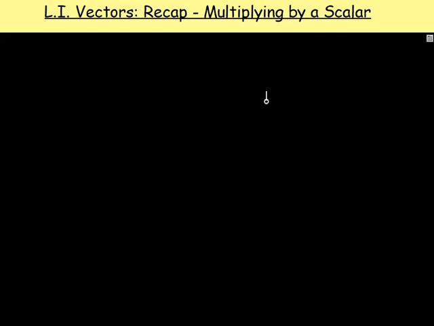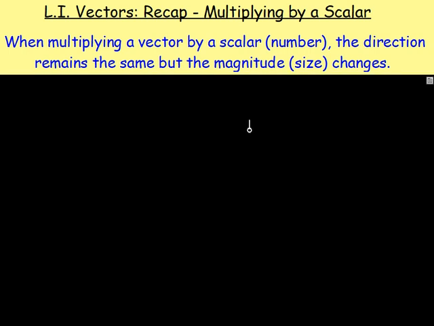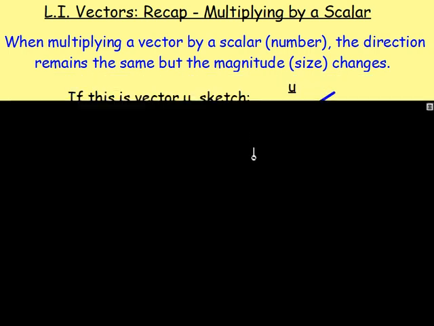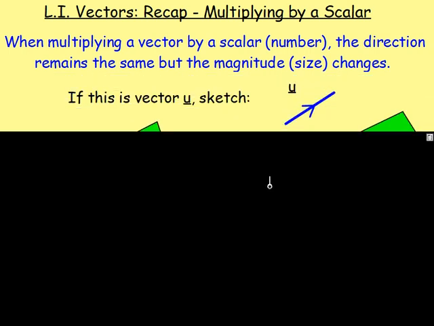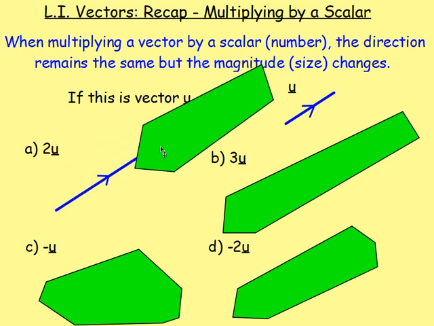Moving on, we then looked at multiplying a vector by a scalar. When multiplying a vector by a scalar, remember a scalar is just going to be a number, then the direction remains the same, but the magnitude or the size will change. So let's say we have a vector u. We can see here it's a certain length, it's a certain direction, and from there you could sketch 2u, or 3u, or negative u, or negative 2u. So if you want to sketch 2u, well, as it says here, the direction remains the same, but the magnitude or the size changes. So sketching 2u would just change the size.